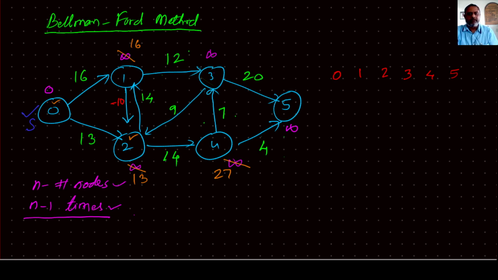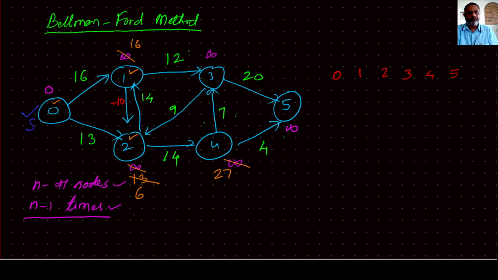Who is next? 16, 27, then infinite, infinite. Therefore node 1 is currently at its lowest position. From node 1 we can go to node 2. Node 1's value is 16 minus 10, so that makes 6, which is less than 13. Therefore it is better to go to node 2 via node 1 instead of the direct journey. So the value of this has changed.